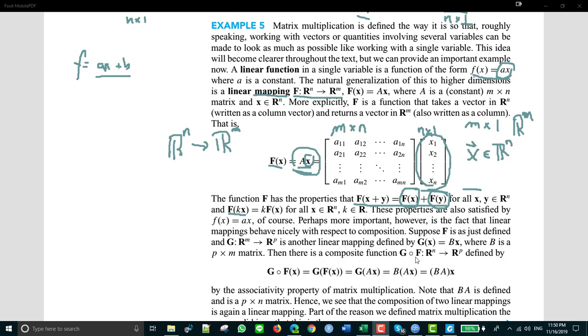Then there's a composite function, G circle F. Remember, F goes from where to where? F goes from Rn to Rm, but then G goes from Rm to Rp, so that works. You put x into F and you get something in Rm, but G takes Rm objects, so that's okay, and outputs an Rp object, so that all works. So that's a composite function. This is what we mean by composite function.